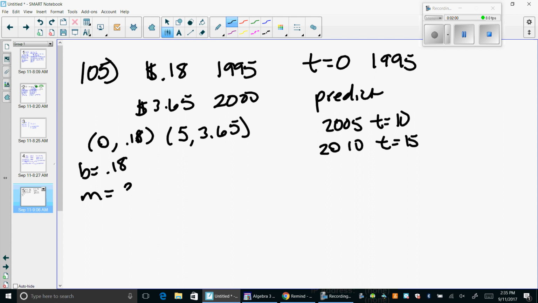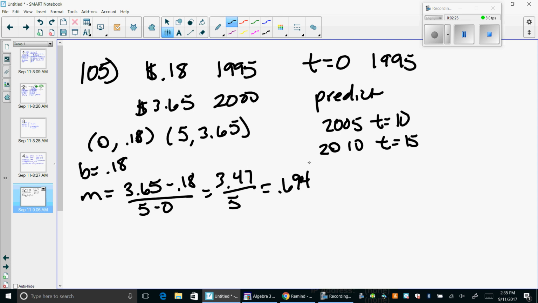So that is y2 minus y1 over x2 minus x1. So that is 3.65 minus 0.18, that's 3.47, divided by 5. And I get 0.694. If I were to ask you what the slope means in context of this problem, it means that the cash flow is going up around 69 cents per year, starting at 18 cents.